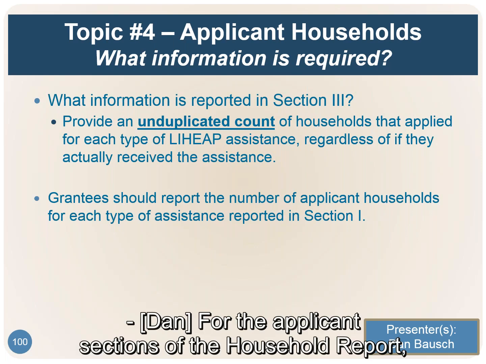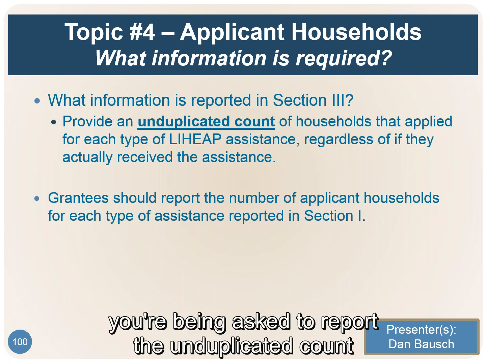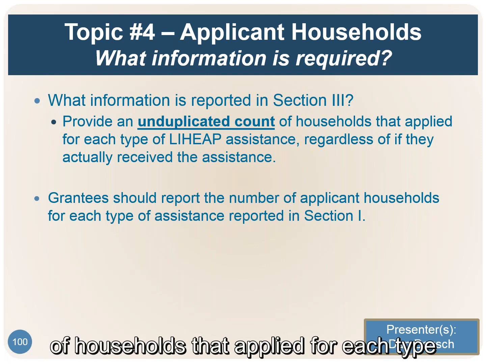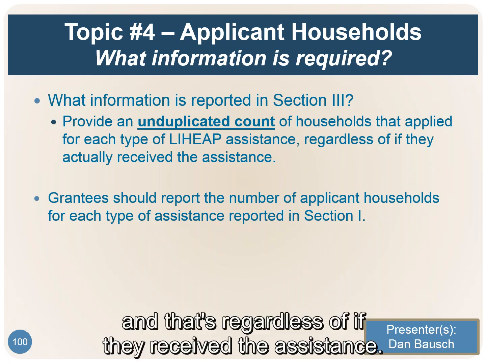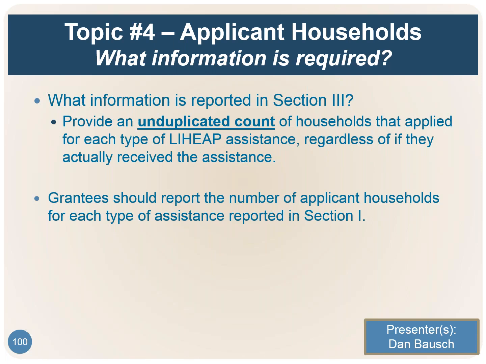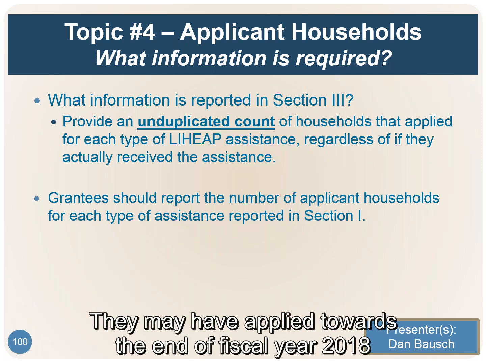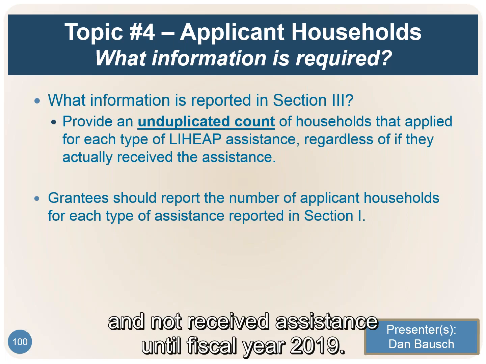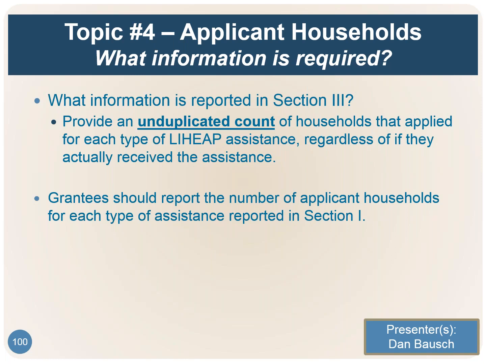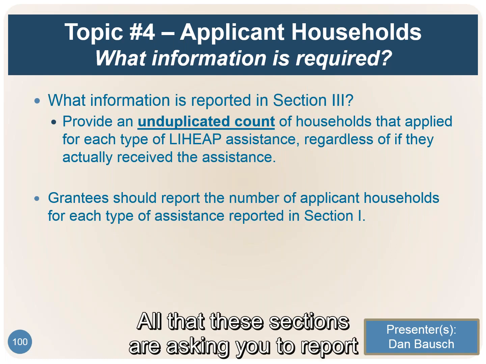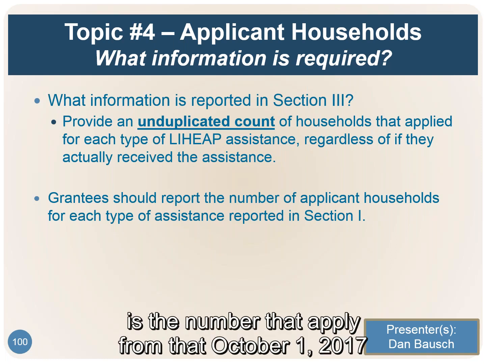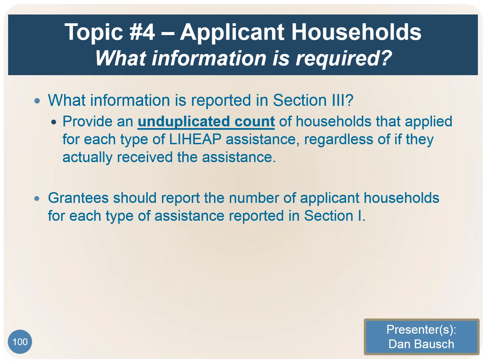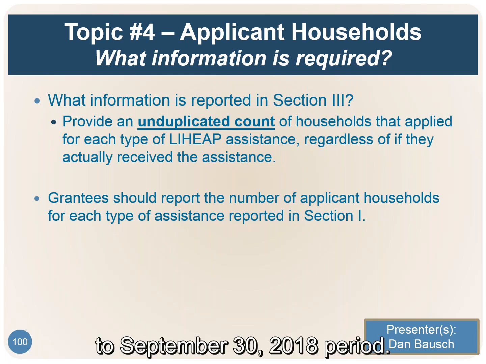So for the applicant sections of the household report, you're being asked to report the unduplicated count of households that applied for each type of LIHEAP assistance. And that's regardless of if they received the assistance. They may have applied towards the end of fiscal year 2018 and not received assistance until fiscal year 2019. All that these sections are asking you to report is the number that apply from that October 1st, 2017 to September 30th, 2018 period.